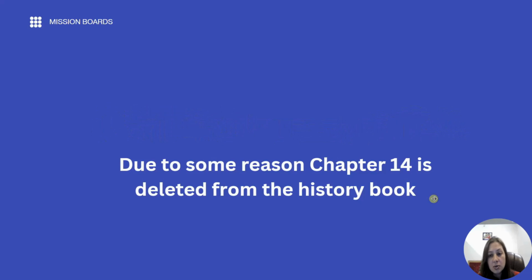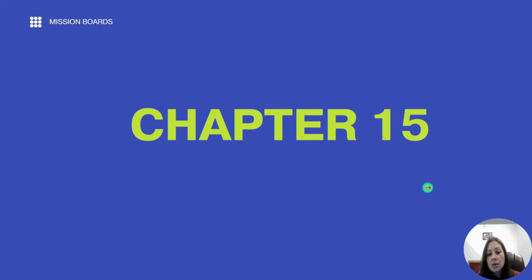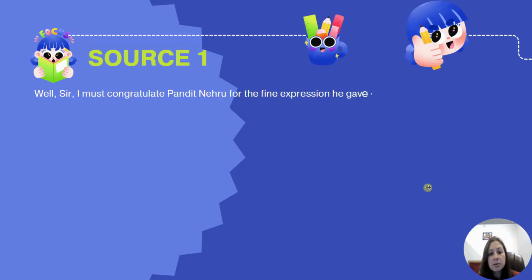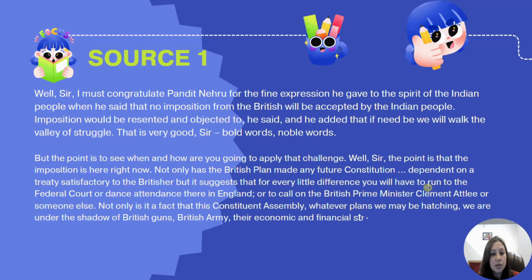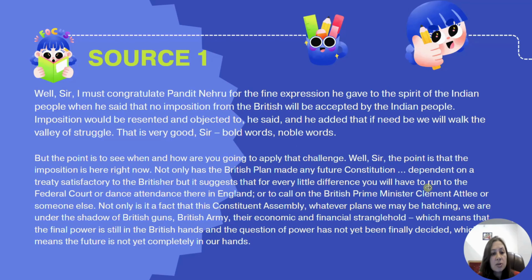Chapter number 14 is also deleted, that is the partition. Chapter number 15, that is the path towards the making of India's constitution. "Well, sir, I must congratulate Pandit Nehru for the fine expression he gave to the spirit of the Indian people when he said that no imposition from the British will be accepted by the Indian people." So this is source number 1. This statement was given by a socialist, Somnath Lahiri, who said that although the Britishers have gone, whatever we are doing with our constitution was already envisioned by the Britishers.